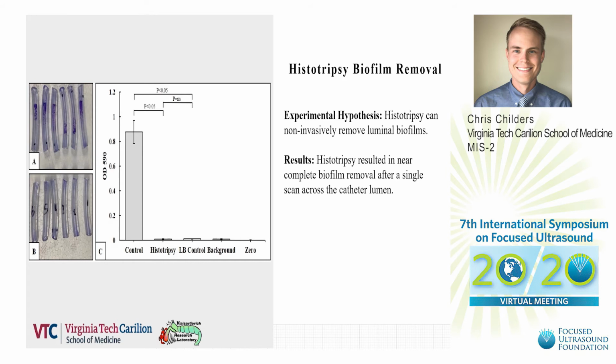Here you can see a gross view of crystal violet stained catheters, with Figure A showing the control and Figure B showing the histotripsy treated. The crystal violet stain was further solubilized and spectrophotometry data collected at 590 nanometers. Here we can see the histotripsy reduce the spectrophotometry signal to the background level.